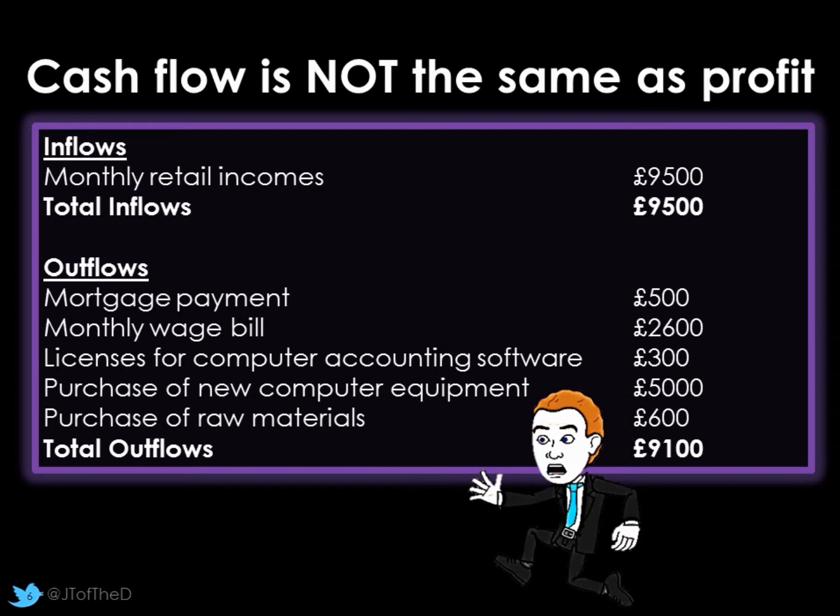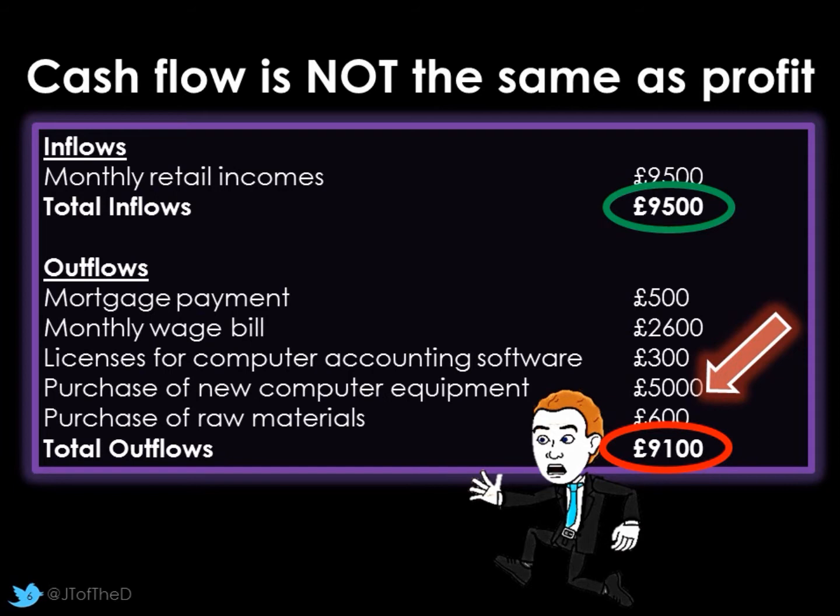Now the example here, very simple example, we can actually say a business which theoretically is very profitable. Its inflows from its retail income, it's a retail business, is £9,500 for this period. Its outflows, and there are many of them, only come to £9,100. So theoretically, if this was a short-term profit statement, the business will make £400 profit. So you can see the inflows £9,500 and our outflows £9,100.